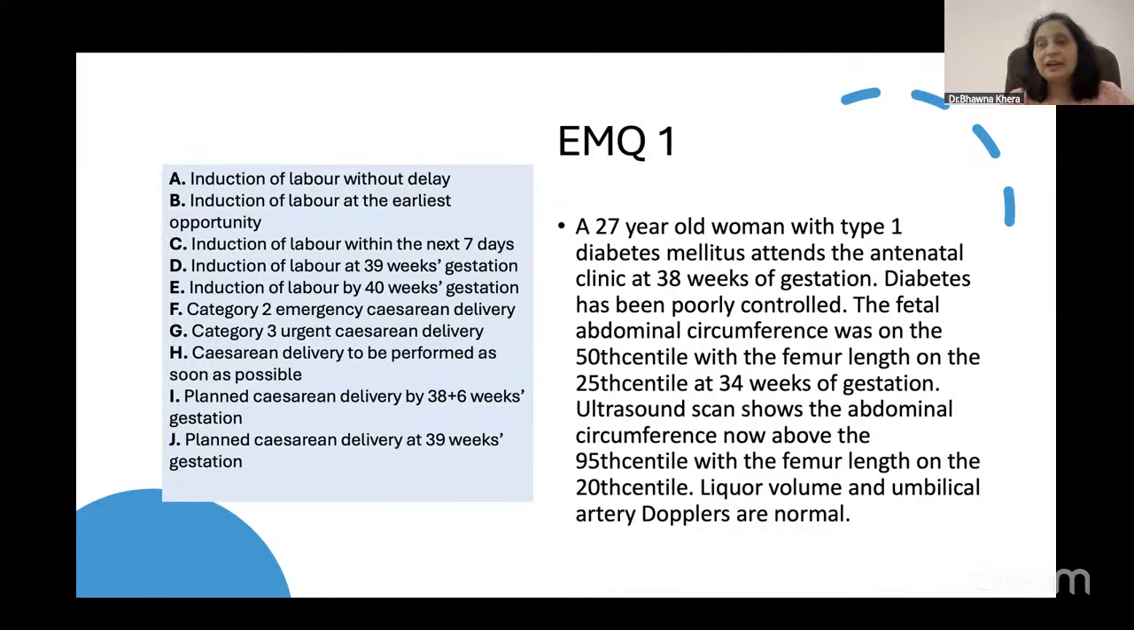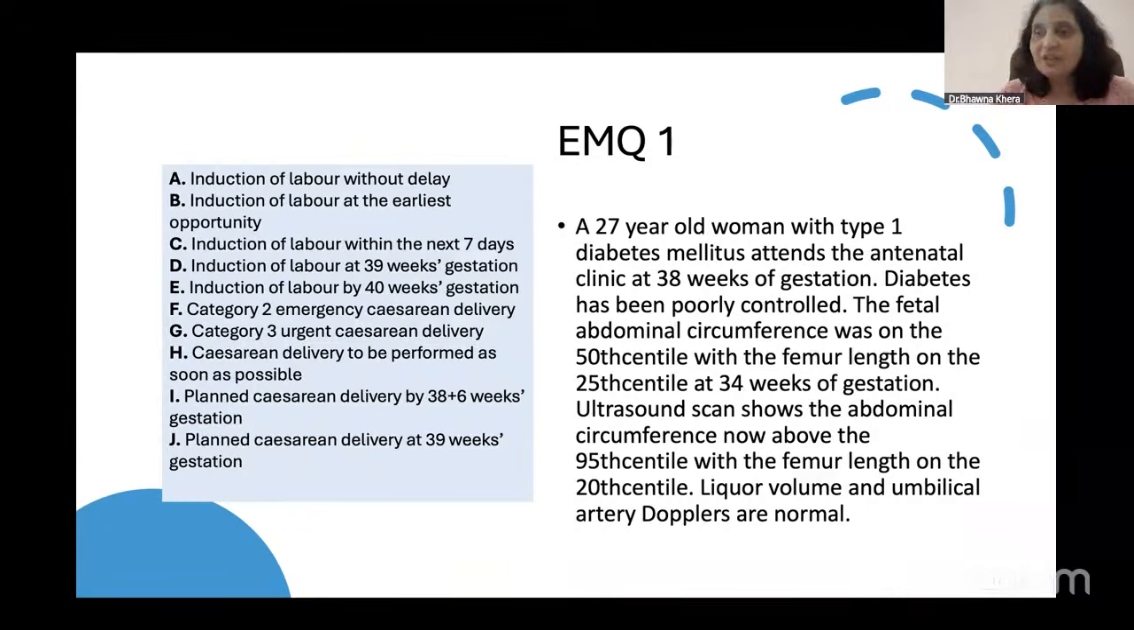So what is the timing guided by the NICE guideline? It is between 37 and 38+6. So why would we wait till 38+6? Already the diabetes is uncontrolled, and the patient is already in that window of 37 to 38+6. So why not go for the cesarean section? So the best answer is H: cesarean delivery to be performed as soon as possible.